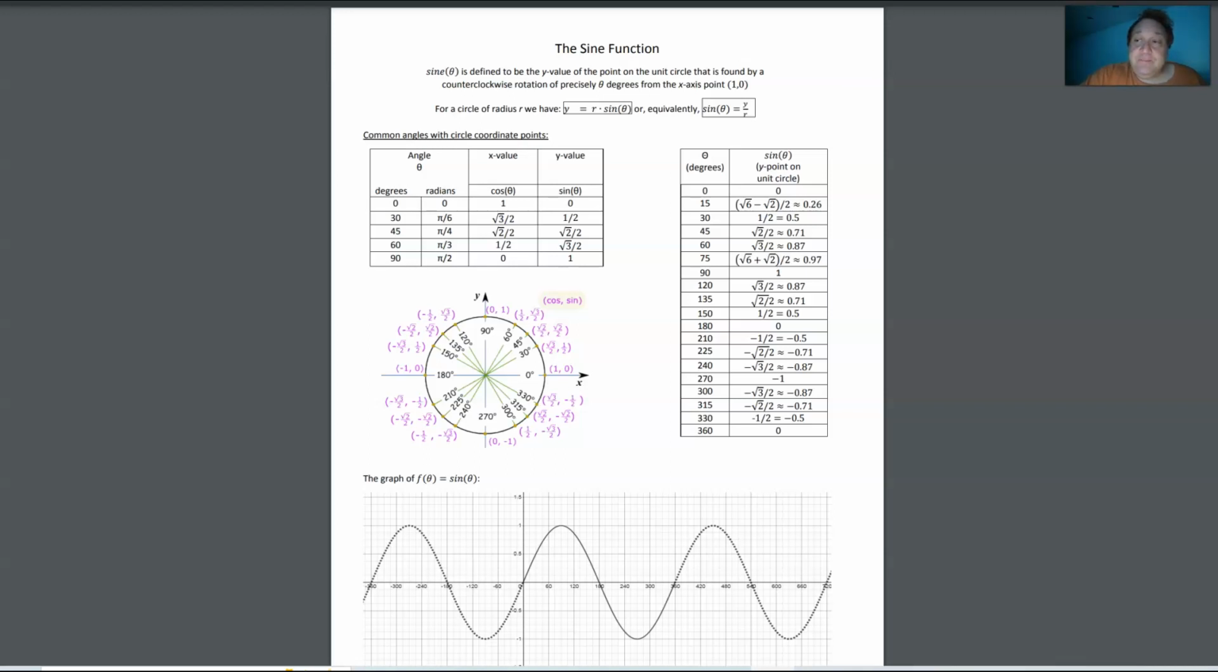Reminder, a full rotation, 360 degrees, is the same as 2 pi radians. 2 pi radians is a full rotation. And just to clarify, 2 pi is about 6.28, 2 times 3.14. So 6.28 radians is equivalent to 360 degrees.